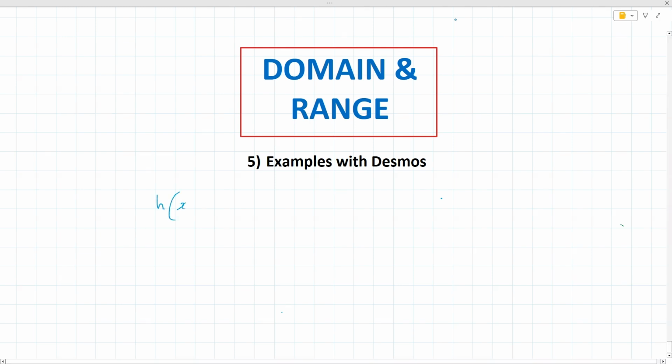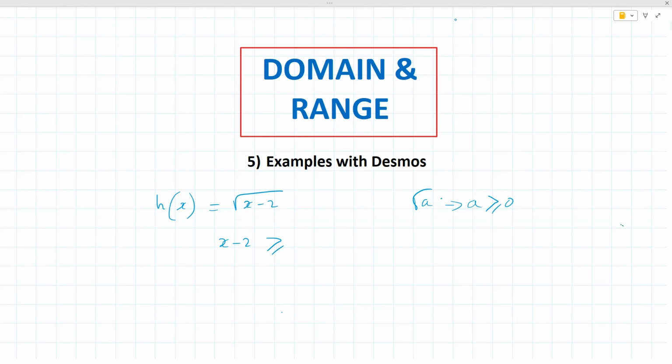Let's say that we have a function h of x, and h of x is going to be equal to the square root of x minus 2. Now, we've already established that the square root of a requires that a has to be greater than or equal to 0. So the square root of 0 is 0. The square root of a positive number is fine. The square root of a negative number is no good. It's a math error. So here's the issue then. The x minus 2 quantity here needs to be greater than or equal to 0. And if we rearrange this a little bit, that simply implies that x has to be greater than or equal to 2. In other words, if x is not bigger than or equal to 2, you won't have a function.